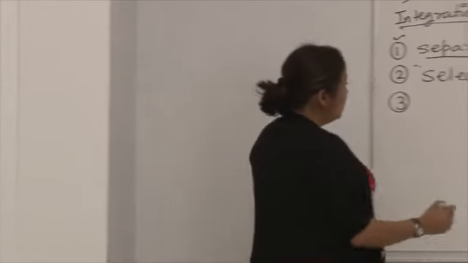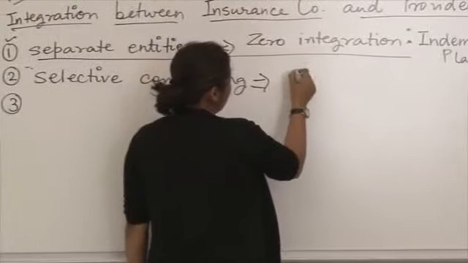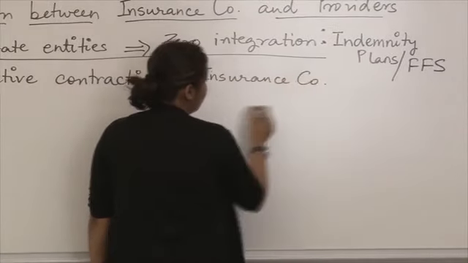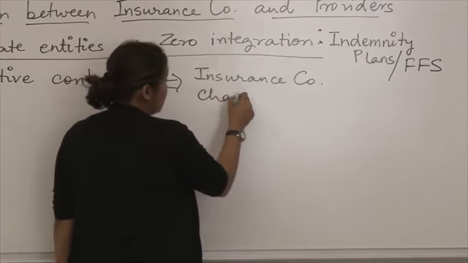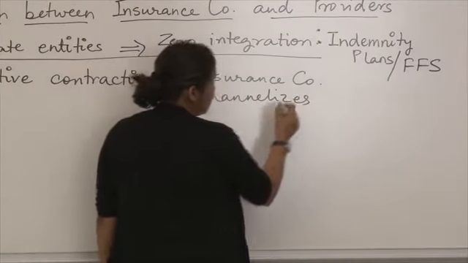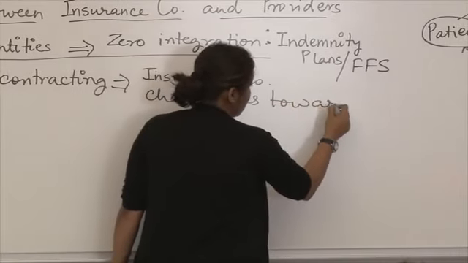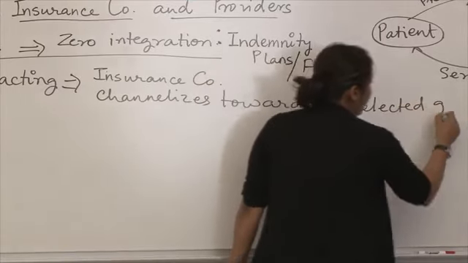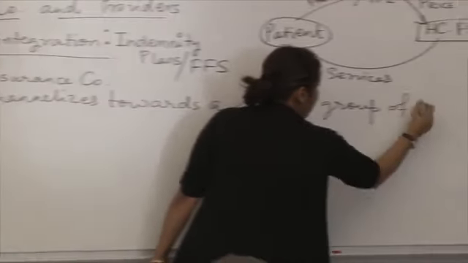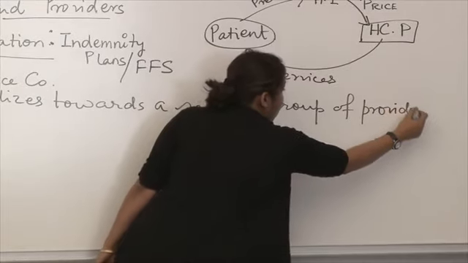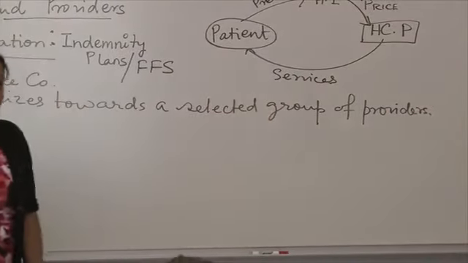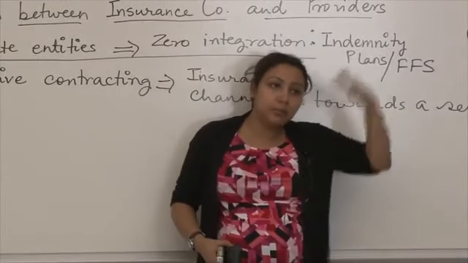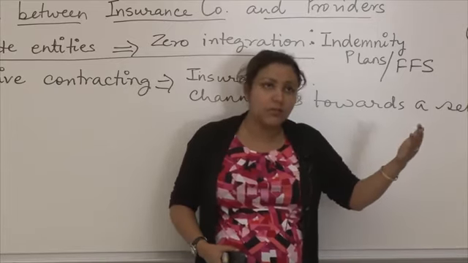So, here the health insurance company channelizes or steers patients towards a selected group of providers. You can understand that that is a benefit for the providers. Now they don't have to go seeking out patients. They know that the health insurance company will keep providing them with a steady flow of patients.